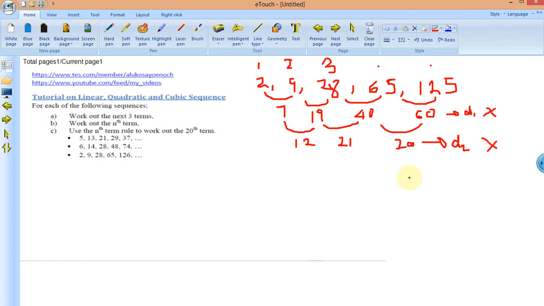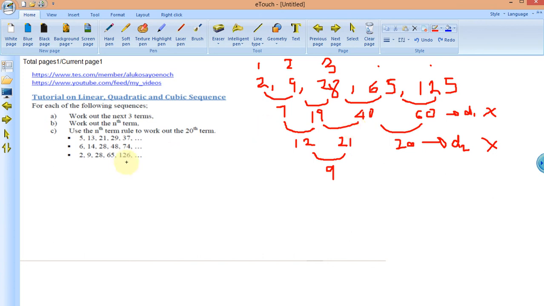So let's take it finally now. 21 minus 12. 21 minus 12 is 9. Okay, and 20 minus 21, is this 20? Yeah, 19, 7. 19 minus this, 40 minus 19. 40 minus 19 is 21.